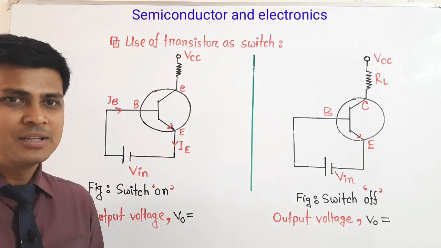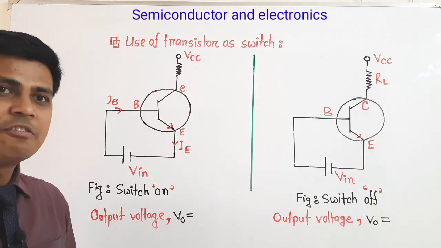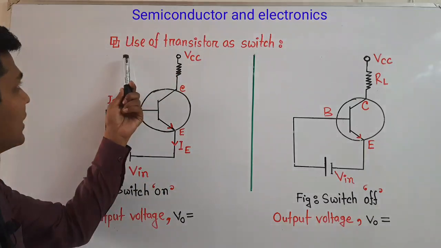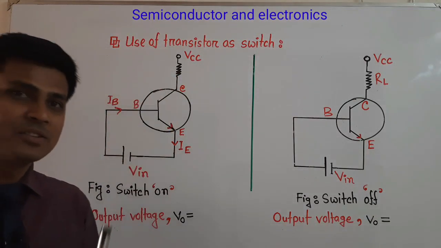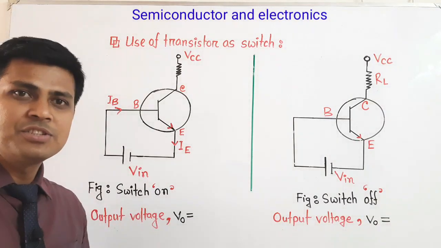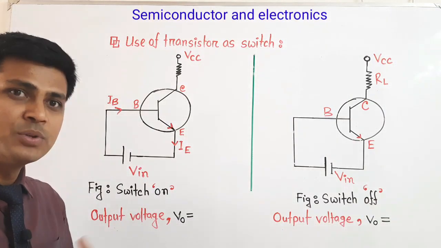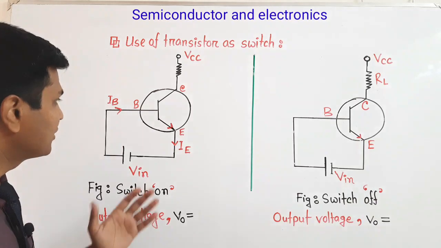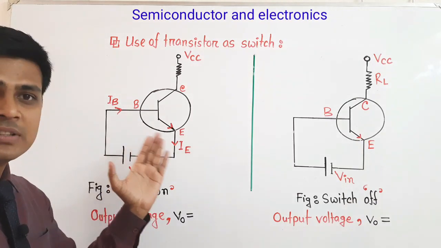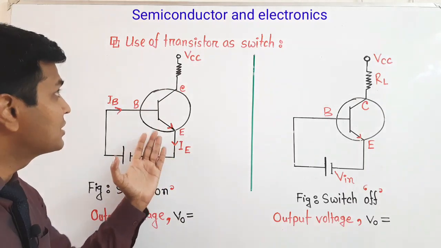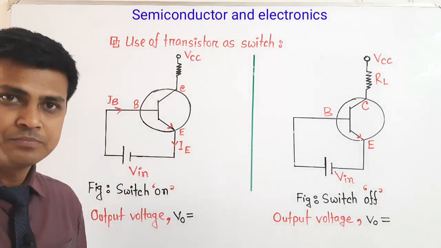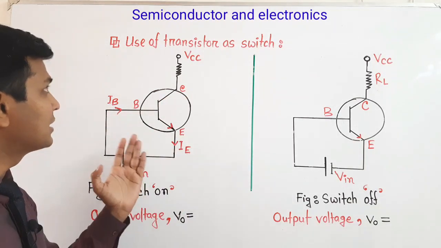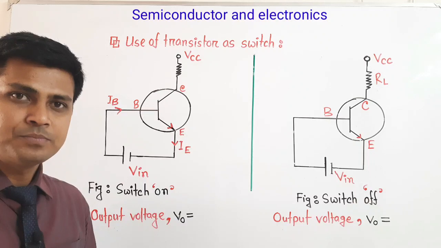My dear student, now I am going to discuss a very important topic related to the transistor, which is use of transistor as a switch. You know, transistor is a device which is used to amplify the voltage. So we can say the most common use of the transistor is amplification. But there is another use of the transistor, which is that the transistor is used as a switch.